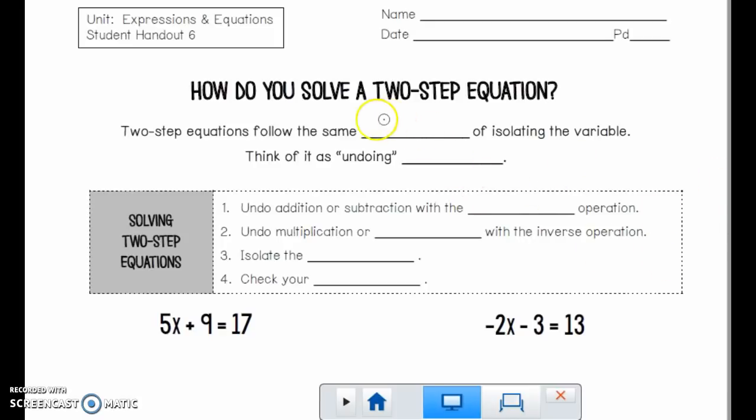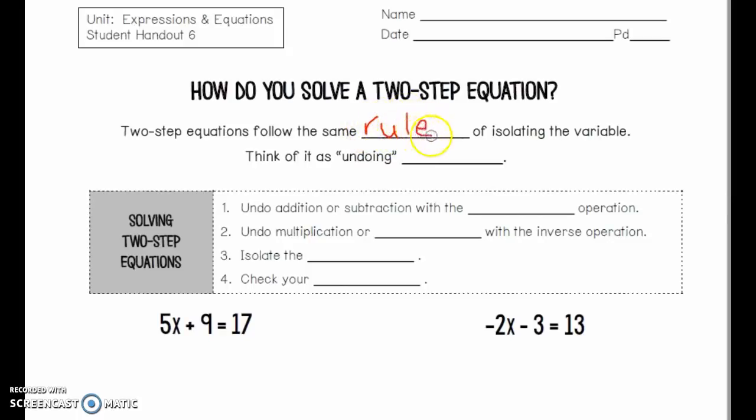Two-step equations follow the same rule of isolating the variable. Think of it as undoing the operation. So if you see addition, you want to undo it with the opposite. Undo addition or subtraction with the inverse operation, or the opposite, okay? Remember in the beginning of the year, we talked over and over again about the additive inverse.